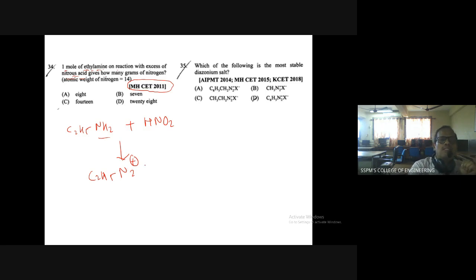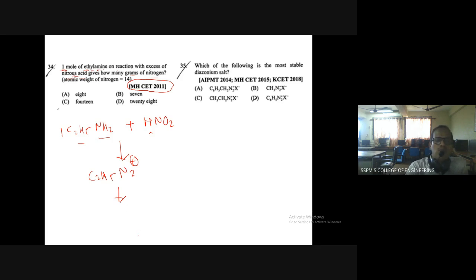Now what they are asking is, how many grams of nitrogen? They have given ethylamine and its quantity: 1 mole. So you need to write a balanced reaction. The reaction of nitrous acid with 1 mole of ethylamine will give C2H5N2 plus. Now they are asking what amount, meaning how many grams of nitrogen, is produced.